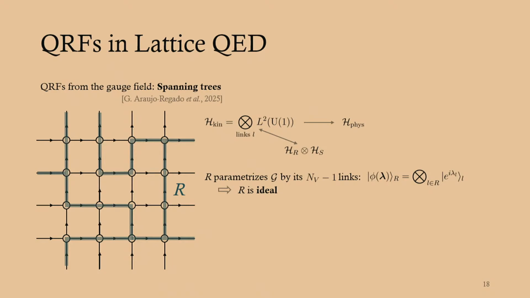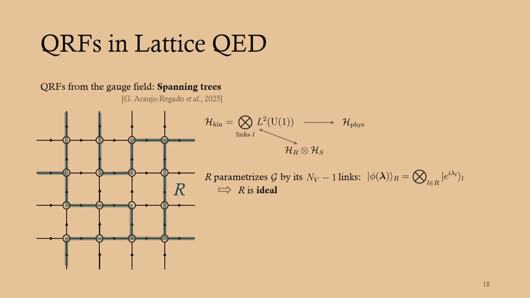Now, a spanning tree parameterizes the group of gauge transformations. And we've already seen that this is a representation of U(1)^(N_V - 1). It turns out that a spanning tree has N_V - 1 links, so we can have N_V - 1 parameters lambda in our orientation states, which completely parameterize the gauge group, which makes R an ideal quantum reference frame.